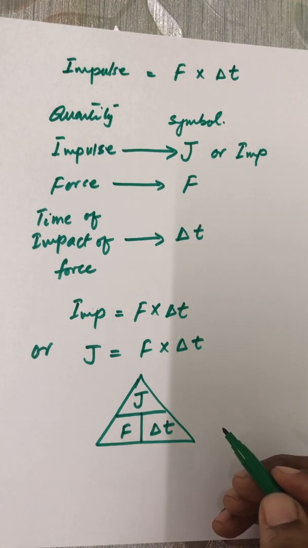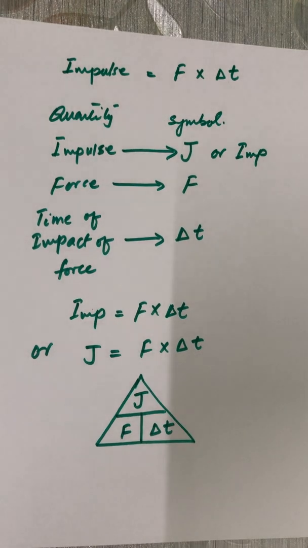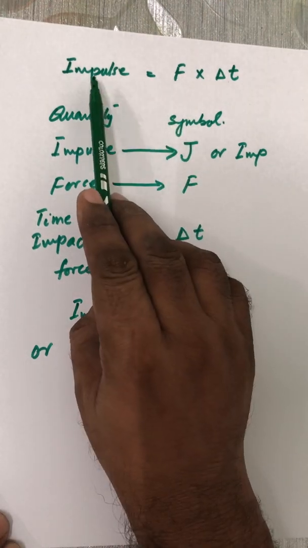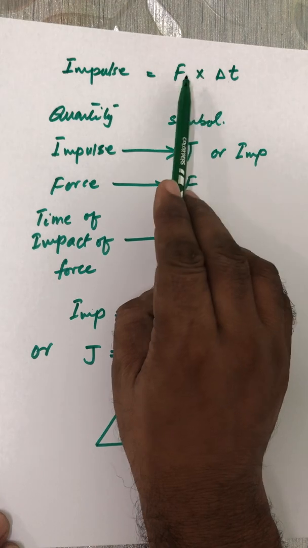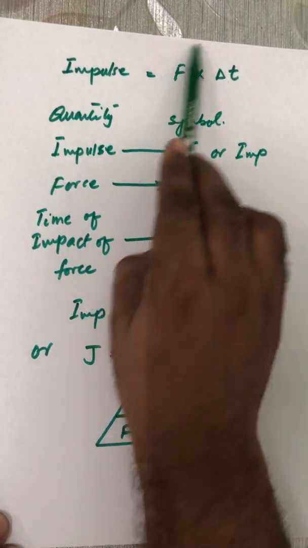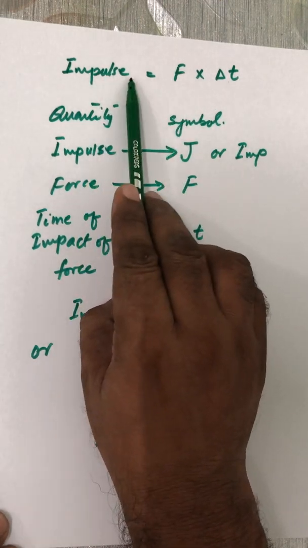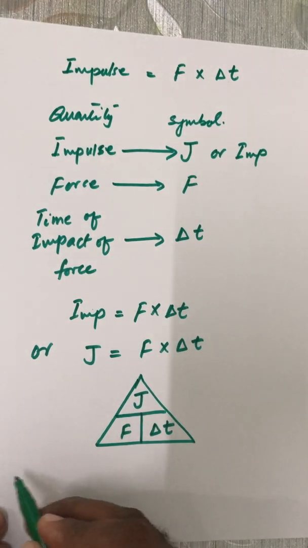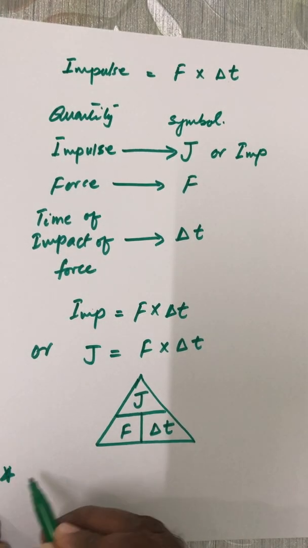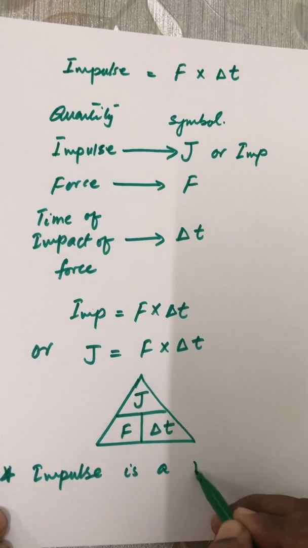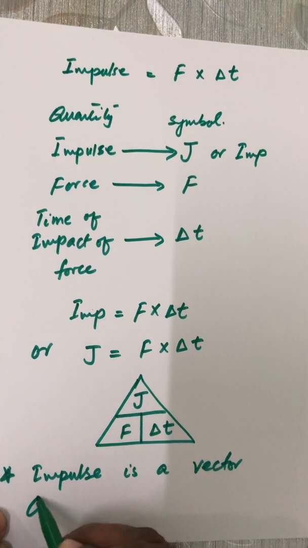You can write one more thing. Is it a scalar quantity or a vector quantity? If you want to see whether it is a scalar or a vector quantity, you have to go to the formula. What is the formula for impulse? Impulse equals force times delta T. Now this force is a vector quantity, time is a scalar quantity, so the overall effect of impulse will be a vector quantity. So what we write here, important, is that impulse is a vector quantity.